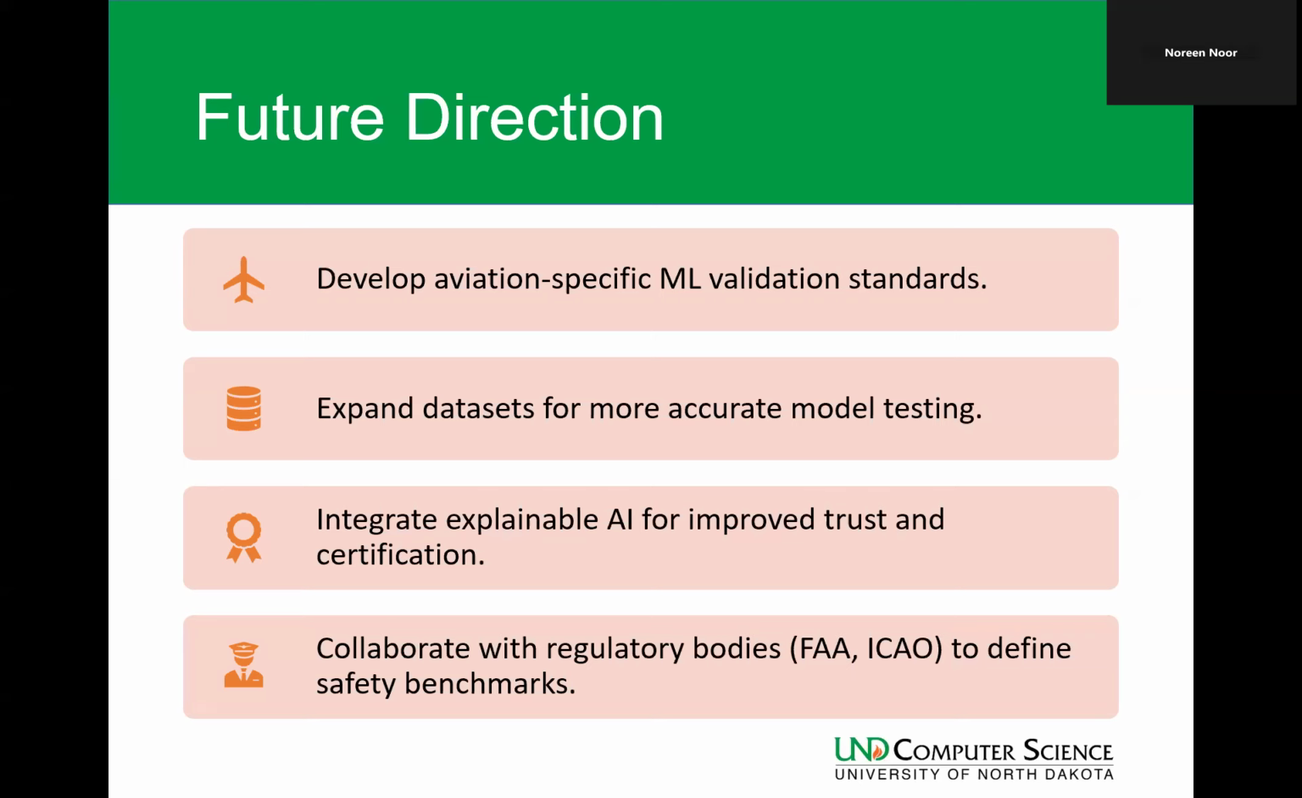So the future directions: looking ahead, there are a few important directions this research points towards. First, we need aviation specific machine learning validation standards, something tailored to the complexity of a flight system. Second, expanding and improving aviation datasets, which will help make models more accurate and fair. Third, explainable AI should be built into these systems to make decision making transparent. And finally, collaboration between engineers, AI researchers, and regulators like FAA or ICAO will be crucial for future safety frameworks.